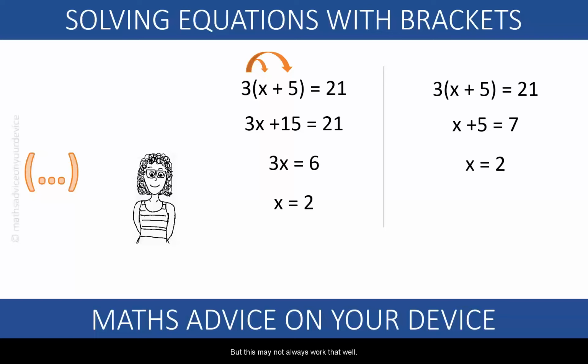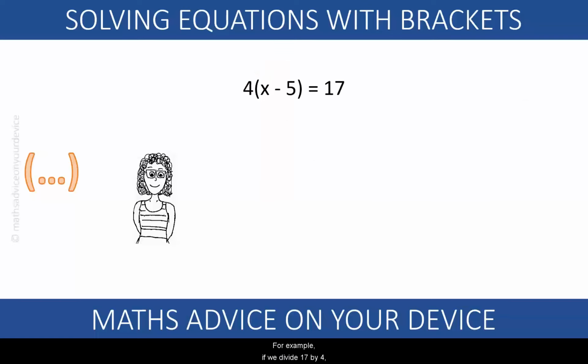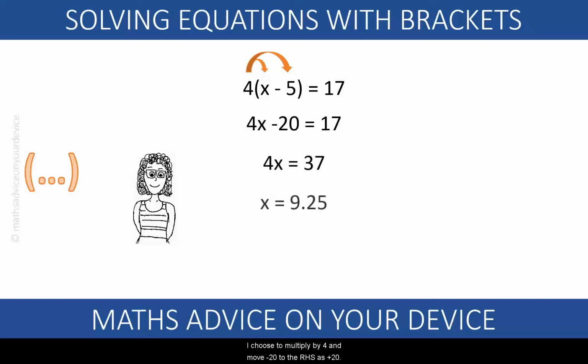But this may not always work that well. For example, if we divide 17 by 4, we get a decimal number. I don't know about you, but I prefer dealing with decimals at the end, so instead I choose to multiply by 4 and move -20 to the right hand side as +20. Finally, and inevitably, I divide by 4 to obtain x equals 9.25.